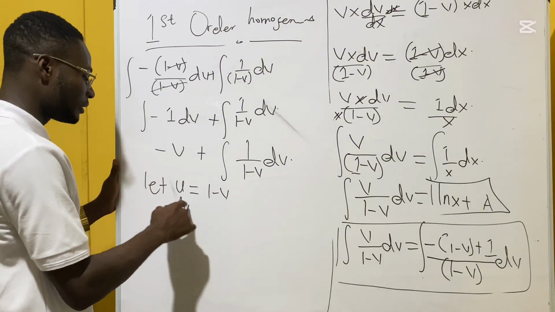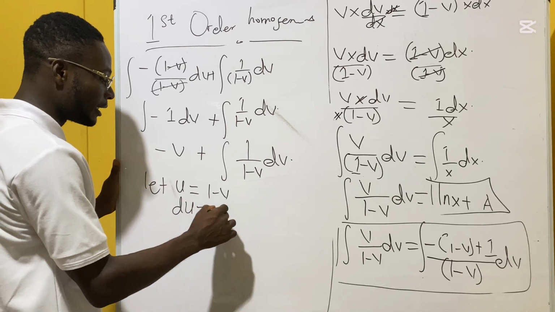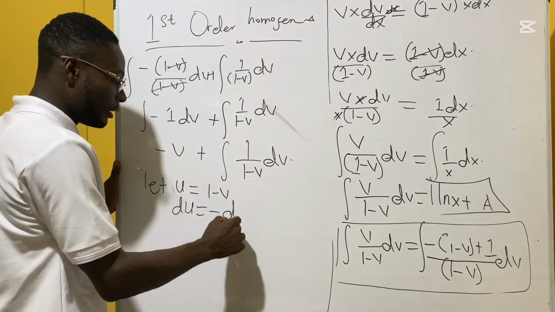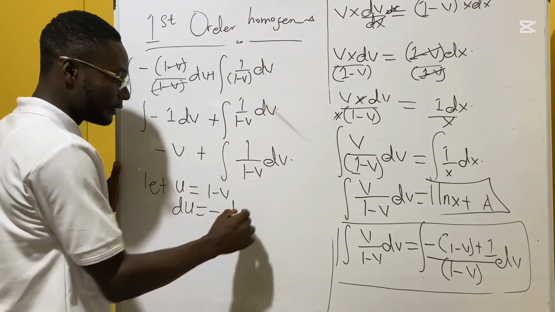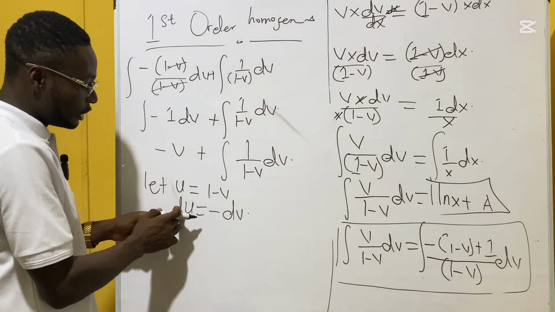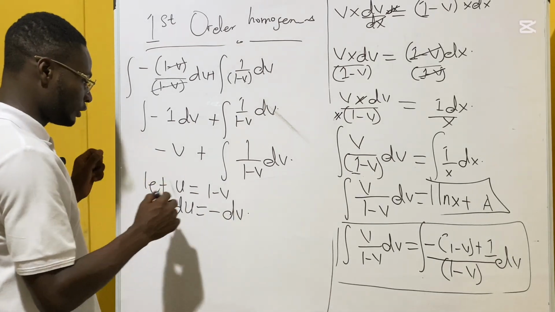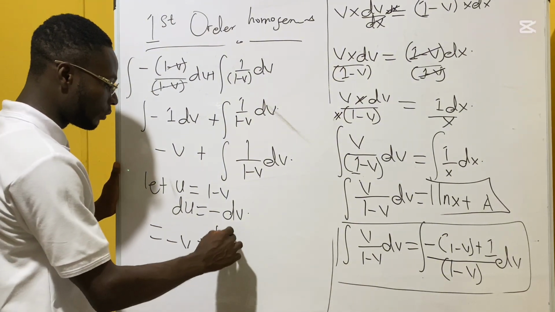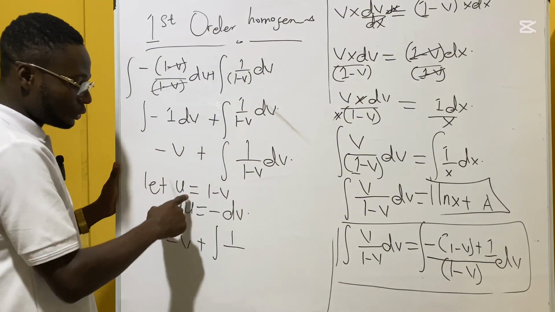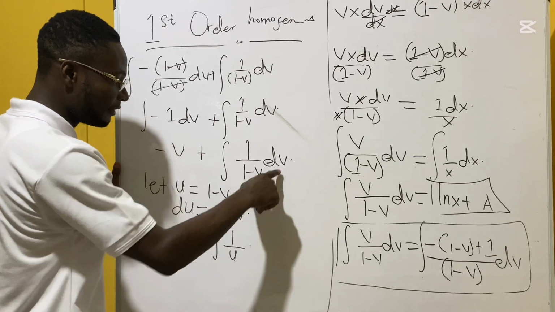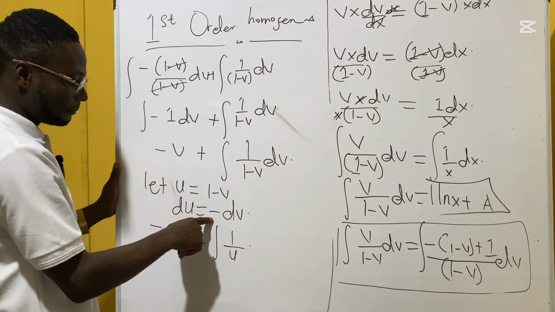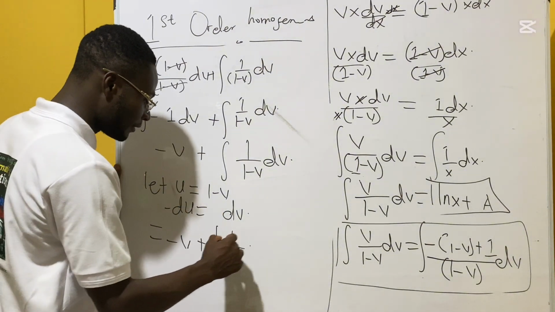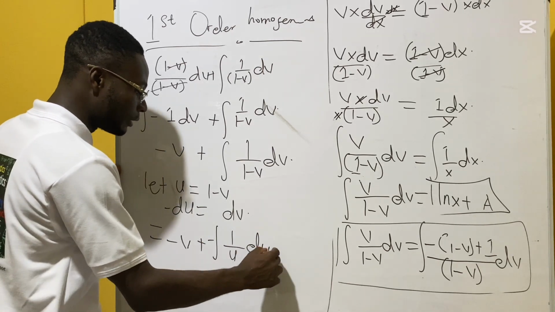So differentiate both sides: du will be equal to negative dv, since the differential of 1 minus v is negative 1 dv. So we have du equal to negative dv. We do that substitution and we have negative v plus the integral of 1 on 1 minus v, which is u, times dv, which is now negative du. So you have a negative here, so you have du at this junction.